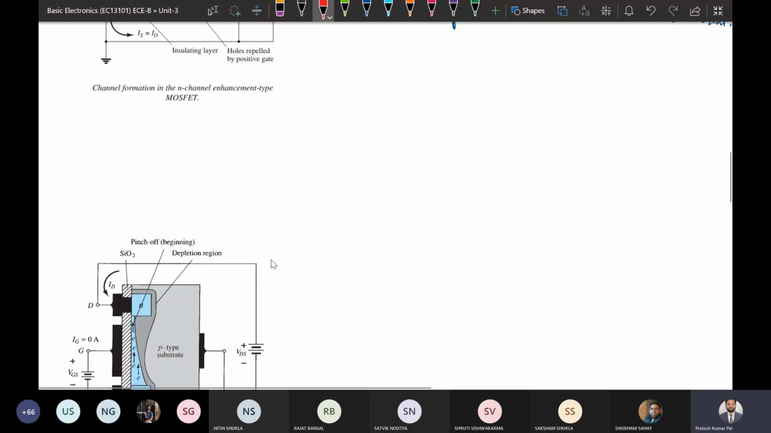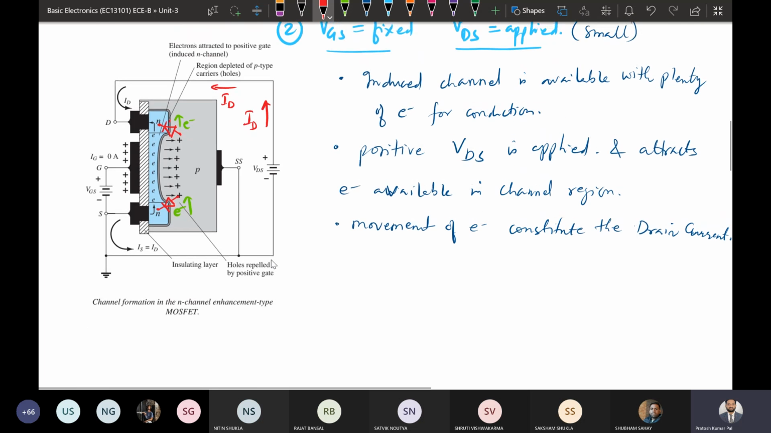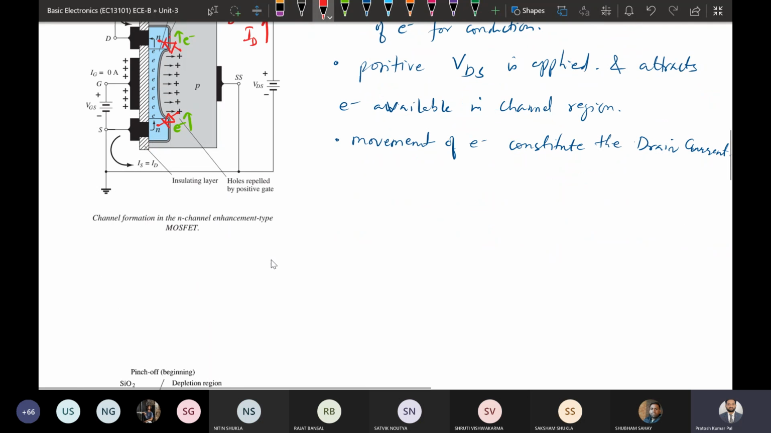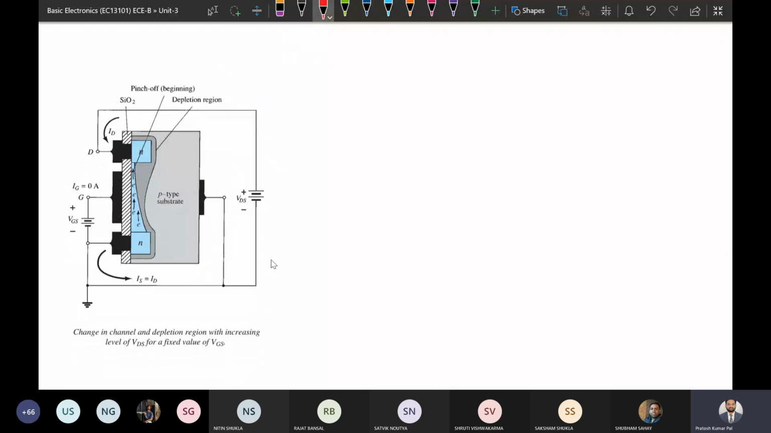Okay, so initially the channel was flat. It was a flat channel. But because of the application of drain to source voltage, as we increase the drain to source voltage, the channel is going to be tapered. That means initially it was flat, now it is being tapered.